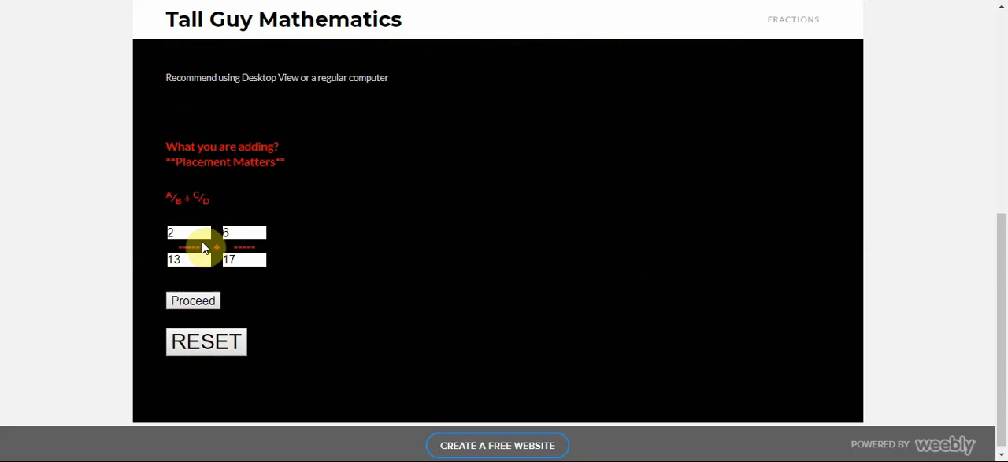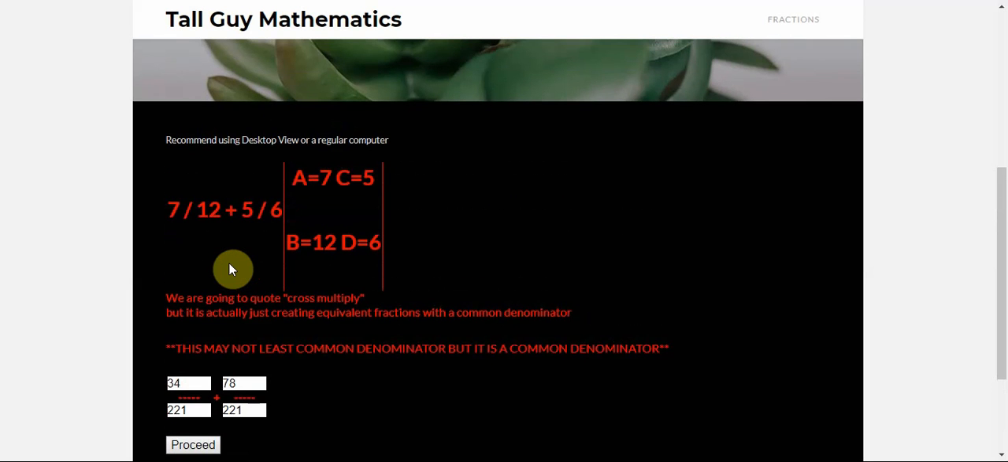Let's try another example, one that does simplify. So let's do 7 12ths and 5 6ths. Now you could use a least common denominator approach for this, but this is an approach that doesn't require least common denominators. It just requires common denominators.